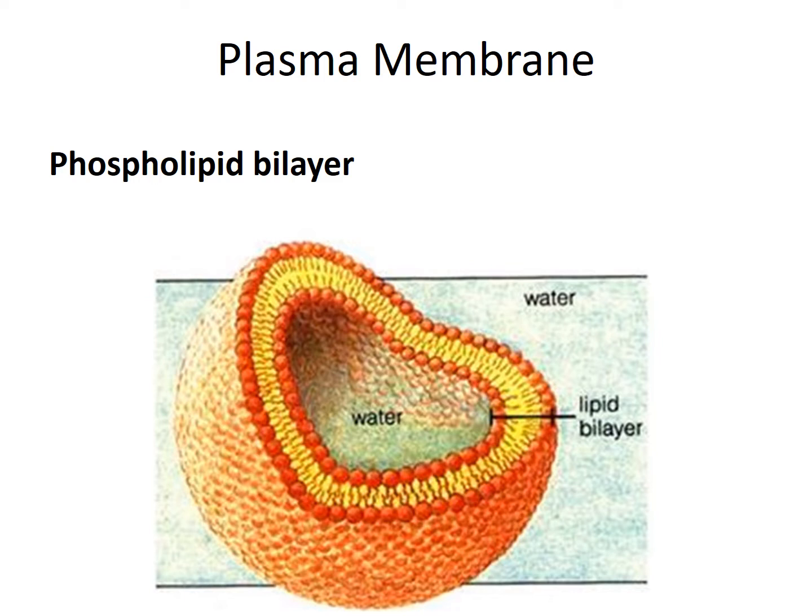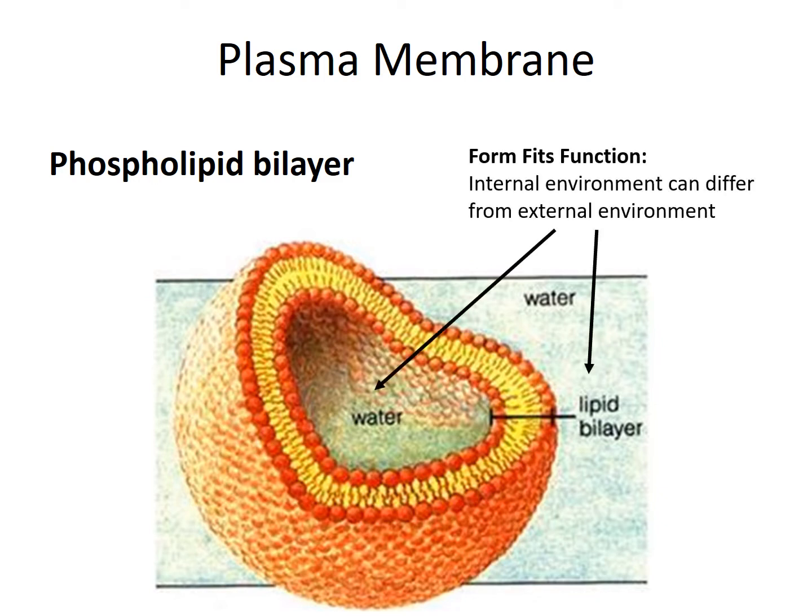Now we see the phospholipid bilayer extending around a sphere, which could be the cell, or maybe it's a membrane-bound organelle. To me, it looks like a basketball. Because of the form of the phospholipid bilayer and this reduction in permeability, or the passing of molecules from inside to outside or vice versa, it allows the maintenance of an internal environment that can be very different from the external environment of this cell.